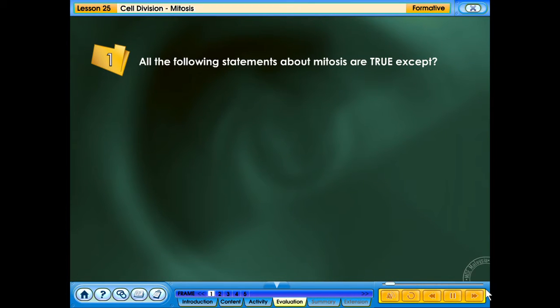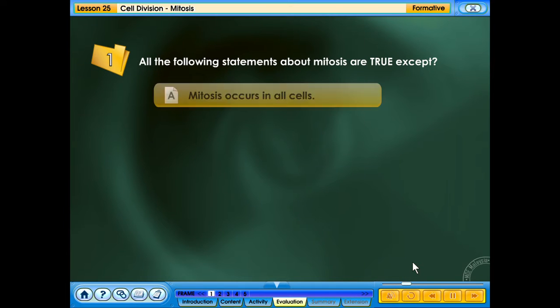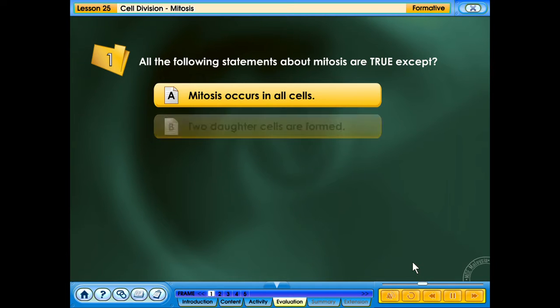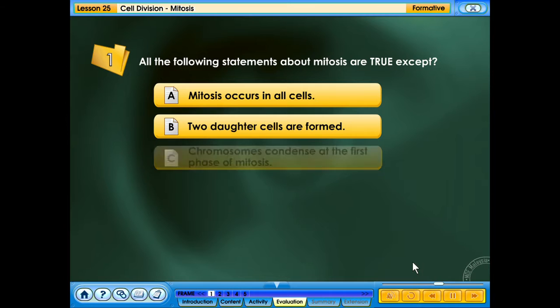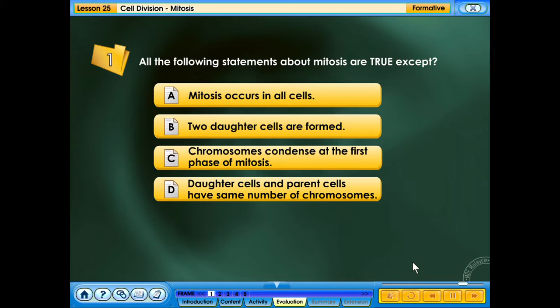All of the following statements about mitosis are true except: A. Mitosis occurs in all cells. B. 2 daughter cells are formed. C. Chromosomes condense at the first phase of mitosis. D. Daughter cells and parent cells have the same number of chromosomes. Your answer is correct.